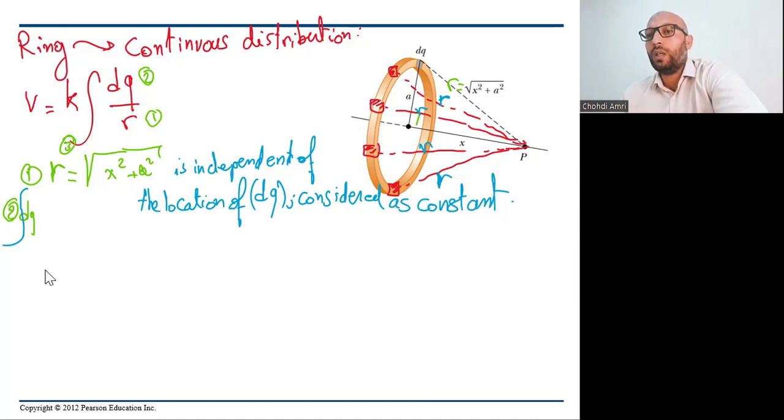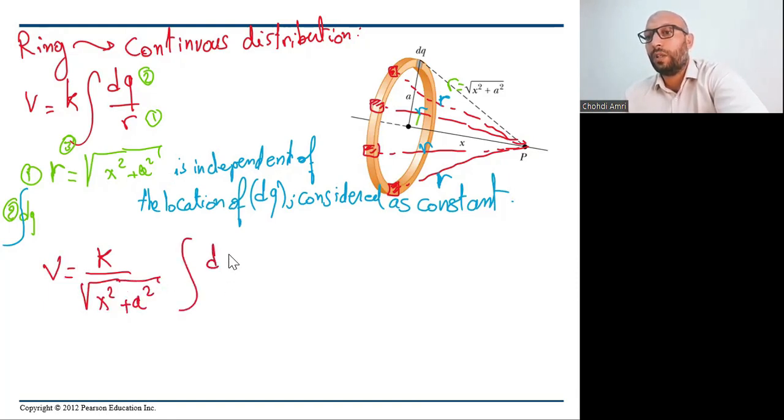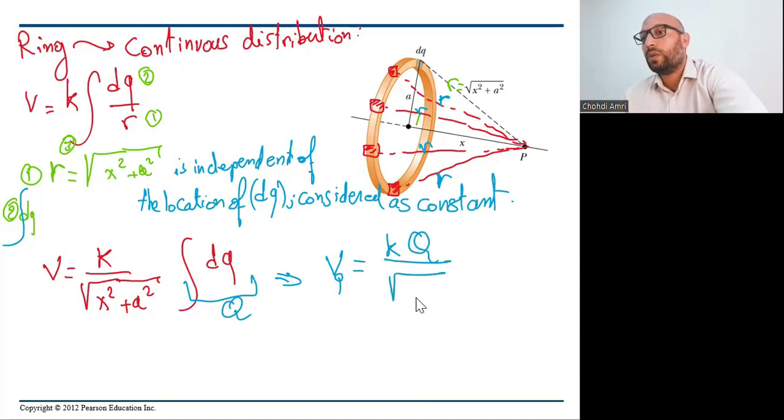And then we can say that the electric potential is equal to K over R, that means over square root of x squared plus a squared, times the integral of dq. The integration of dq only gives the total charge Q. So we can say that the electric potential at the point P is equal to KQ over square root of x squared plus a squared.